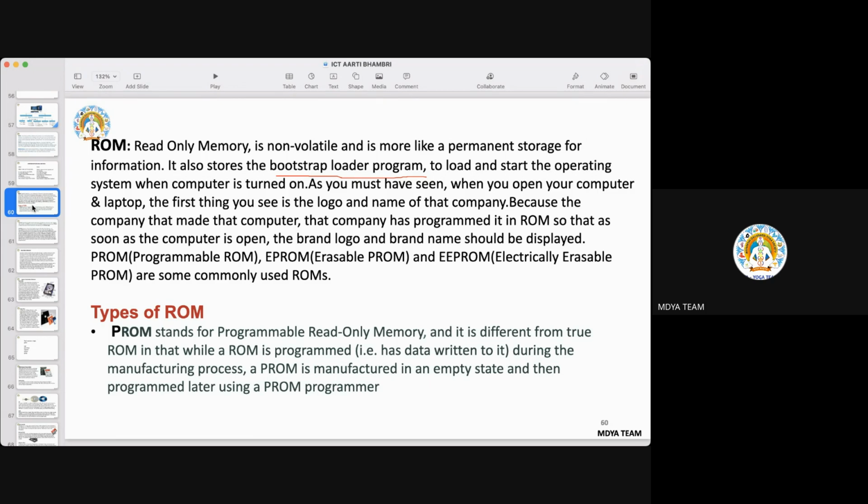Some of the memories in ROM you can change, but special processing is required. We'll see later the types of ROM. So ROM is non-volatile primary memory and RAM is volatile memory. That's why it is called random access memory.